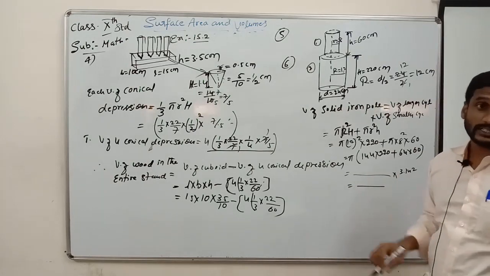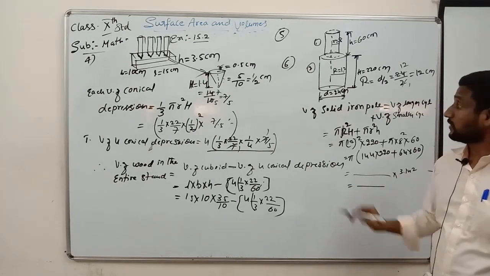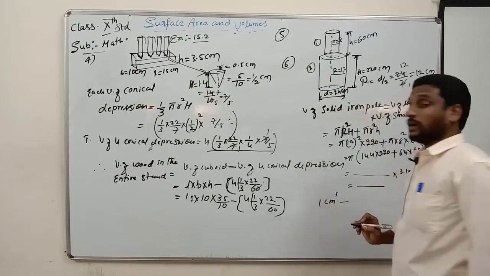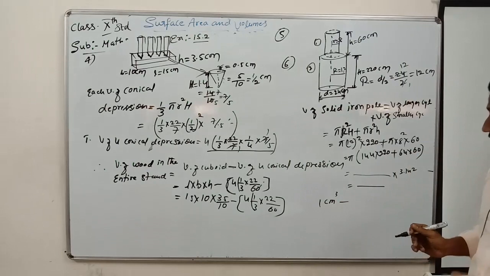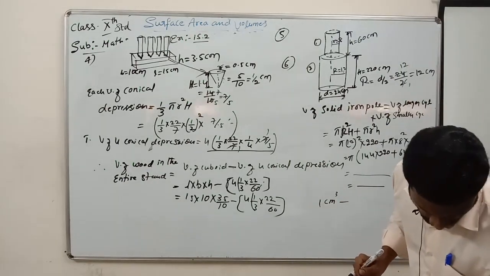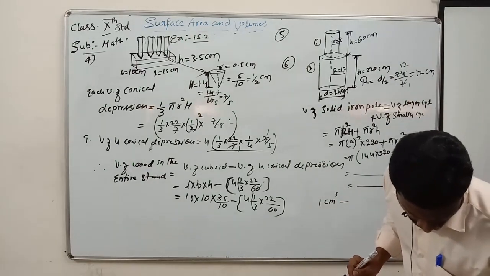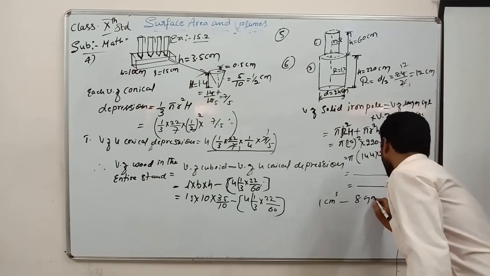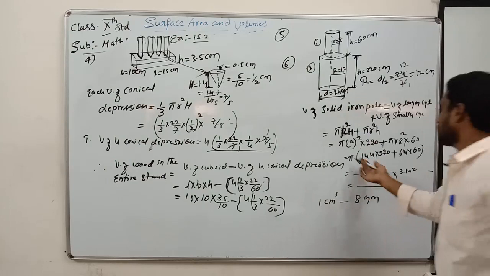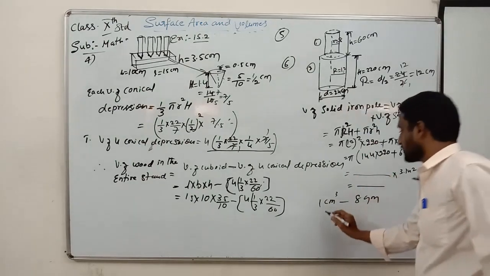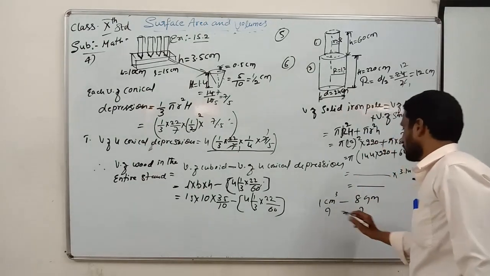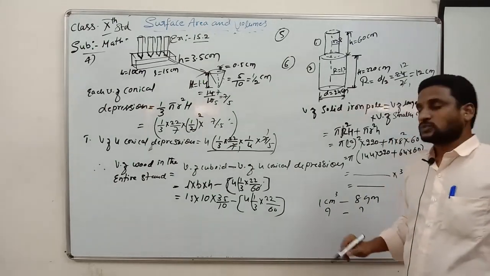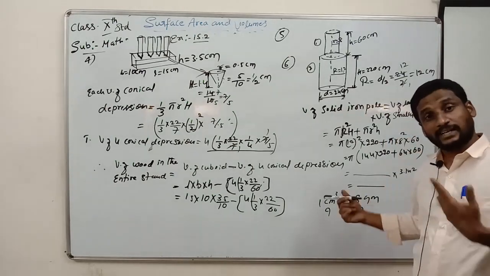After you get the volume, finally, 1 cubic centimeter has how much mass? It is given: 1 cubic centimeter is nothing but 8 grams. So for this much volume, how much is the mass? Do cross multiplication and you are going to get the answer, finally in terms of grams.